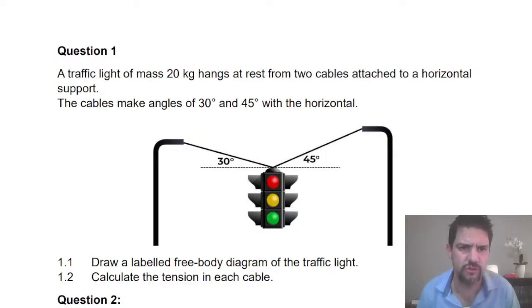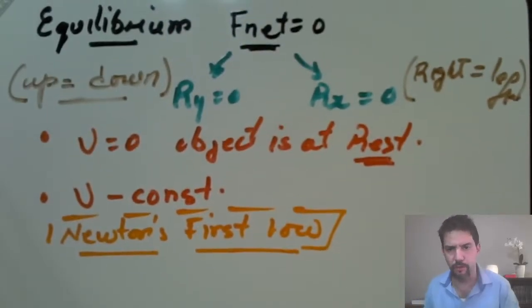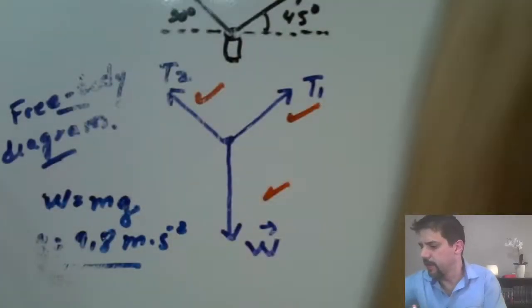A traffic light of mass 20 kg hangs at rest from 2 cables attached to a horizontal support. The cables make angles of 30 and 45 degrees with the horizontal. Draw and label the free body diagram. We already did it. And now calculate the tension in each cable. This summary is important. Top is equal to bottom, right is equal to left. So let's start answering.